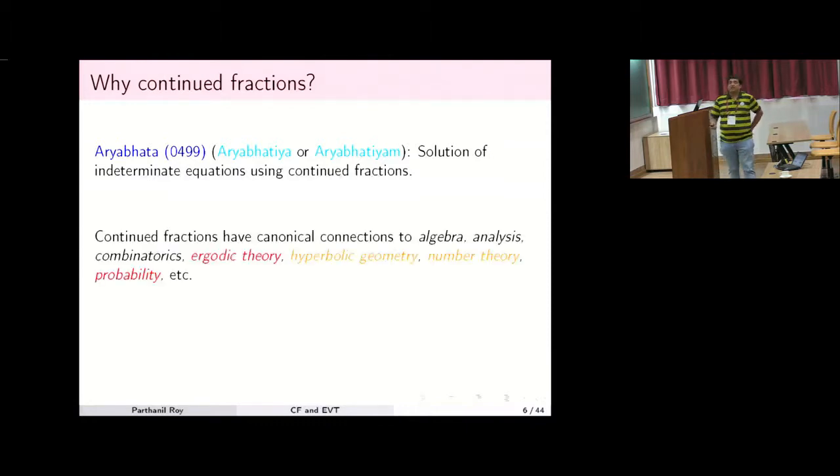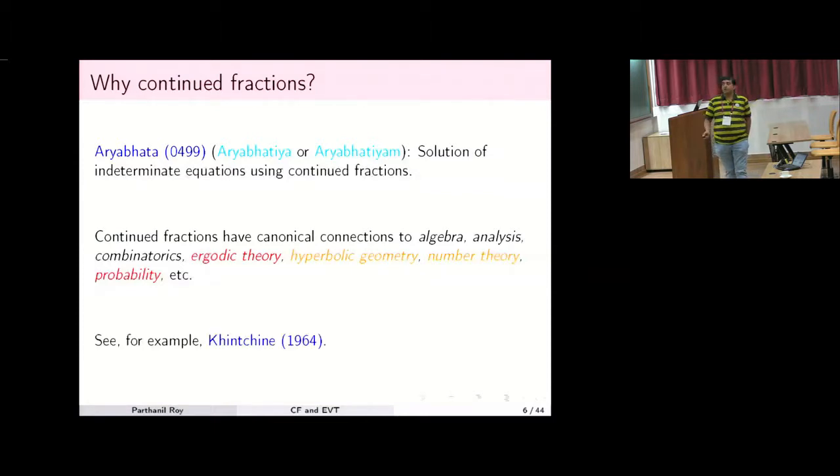So, continued fractions have canonical connections to various branches of mathematics. Today we will see naturally ergodic theory and probability theory, and a bit in the end perhaps hyperbolic geometry and number theory, but not too much maybe. These two would be the main. But it has connections to combinatorics, analysis, algebra, various things. So it's a very important topic.